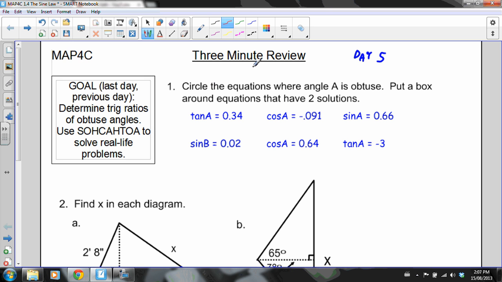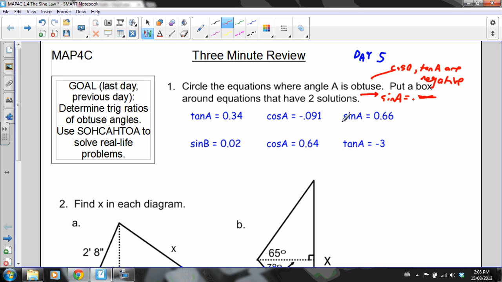Number 1, circle the equations where angle A is obtuse and put a box around equations that have 2 solutions. So remember, an angle A is obtuse when the cos and the tan are negative, right? And equations that have 2 solutions is anything where sine A is equal to some positive number. Okay, that's the ones that had 2 solutions.